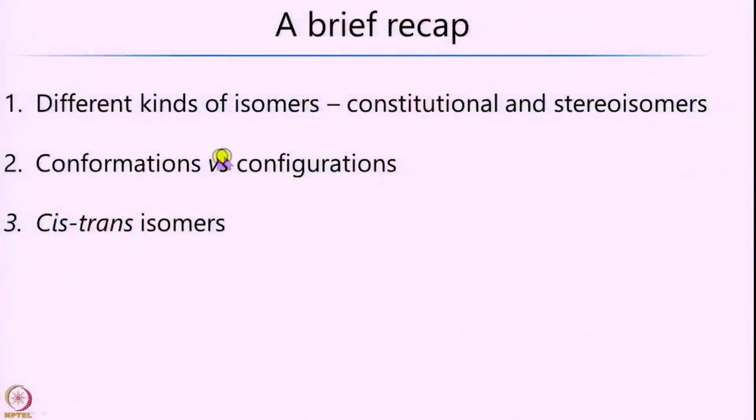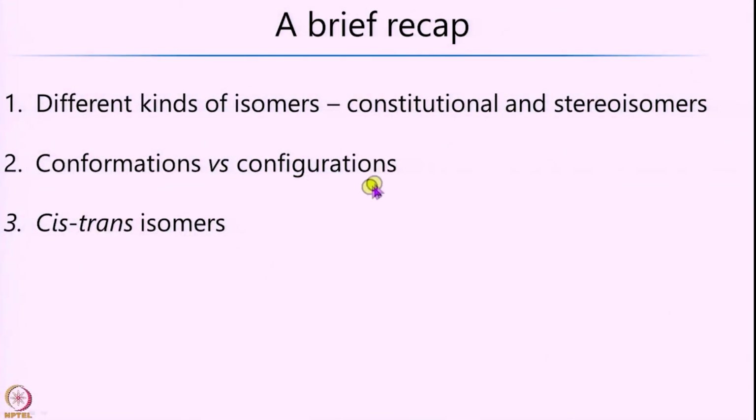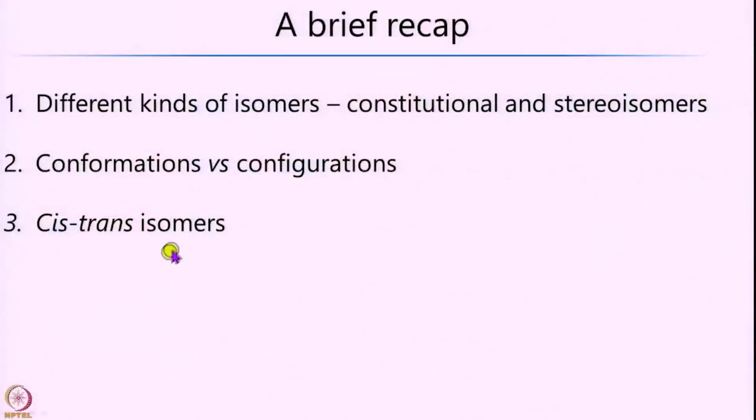We had also learnt that there are two different kinds called conformations and configurations. In conformations, you have different isomers which can be easily interconverted without breaking a bond. However, in the case of configurations, one has to break a bond to go from one configuration to the other. An example we saw was the two chiral forms of a particular molecule called 2-methyl-butanol. And we had also discussed cis-trans isomers in a bit of detail.